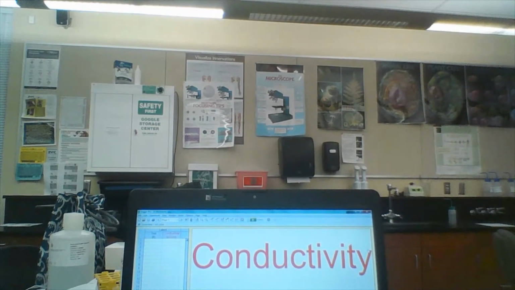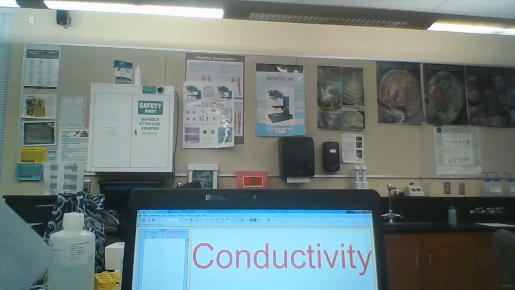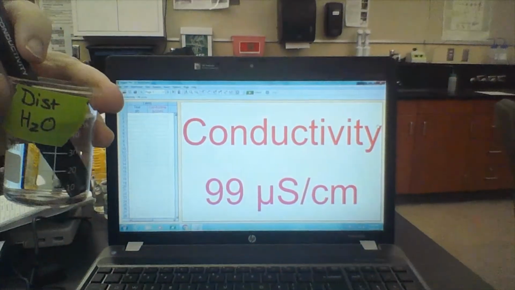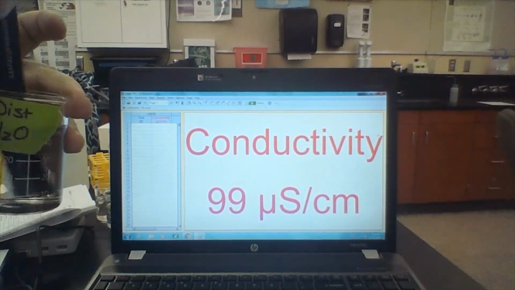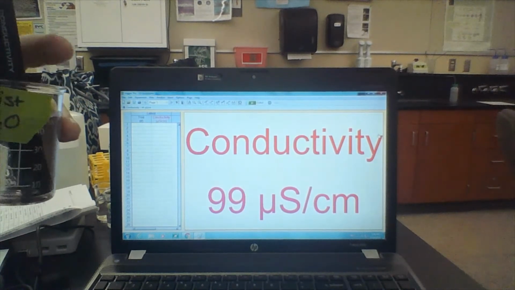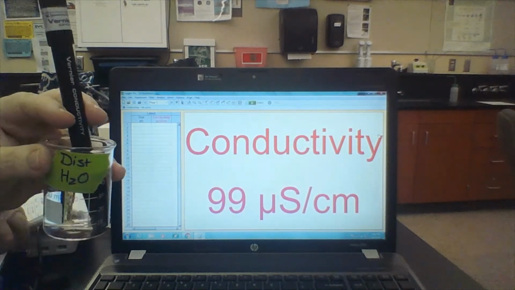Now we're going to test some group C solutions. And the first one we're going to test is distilled water. Distilled water should be almost pure water. And look at that. It gives us a very steady reading of 99.